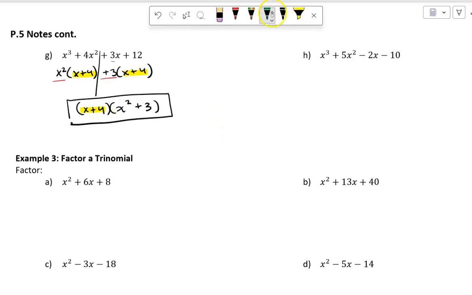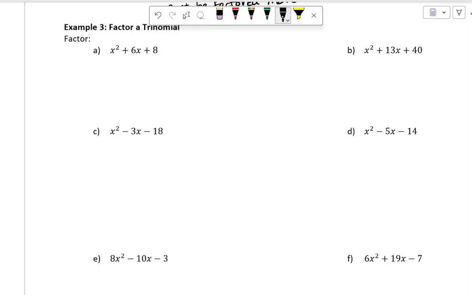This cannot, by the way, be factored anymore. There's nothing I can do to continue factoring this. Even though you still see an x squared, I can't factor this because it is not a difference of squares, so it can't be factored. So we leave it like this. This is as factored as it's going to get.